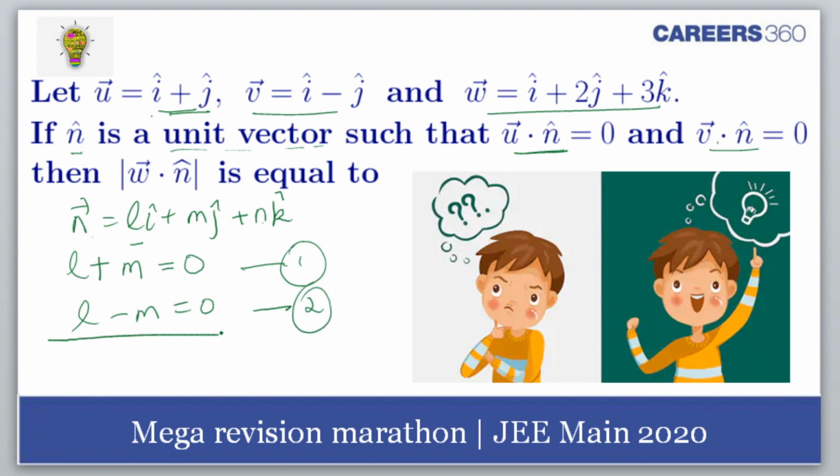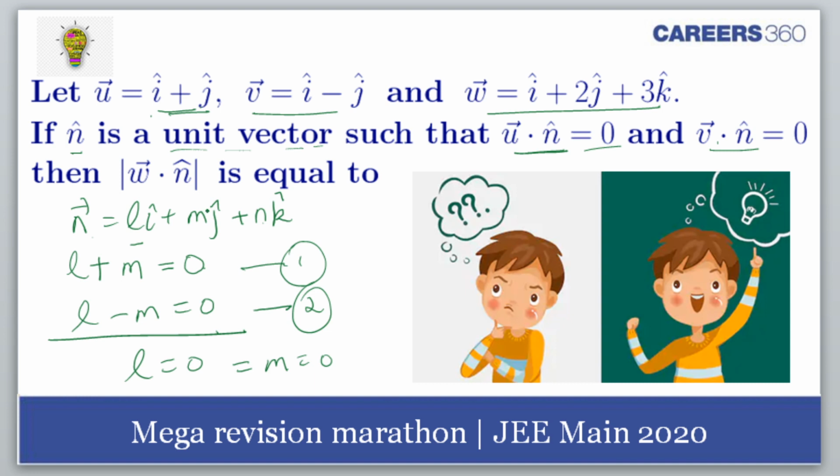If we solve it, what do we get? L is equal to 0 and m is equal to 0. So what do we have basically then? L is 0, m is 0. Dot product is 0 given, na? That's why I wrote it 0.